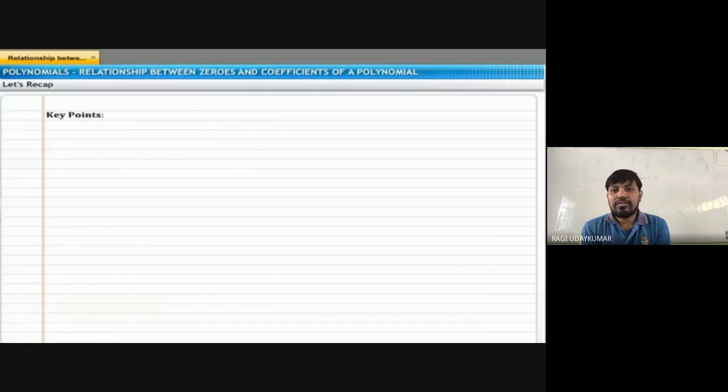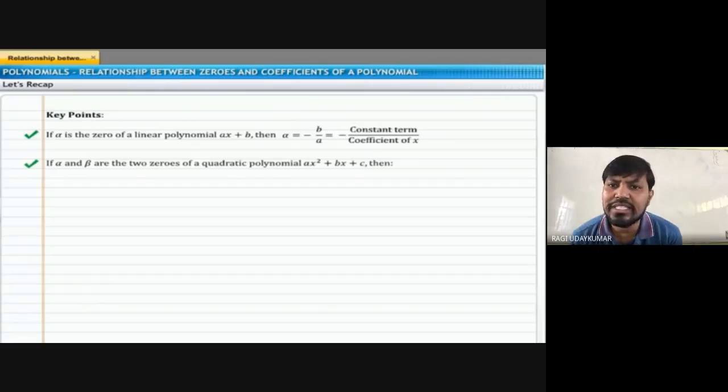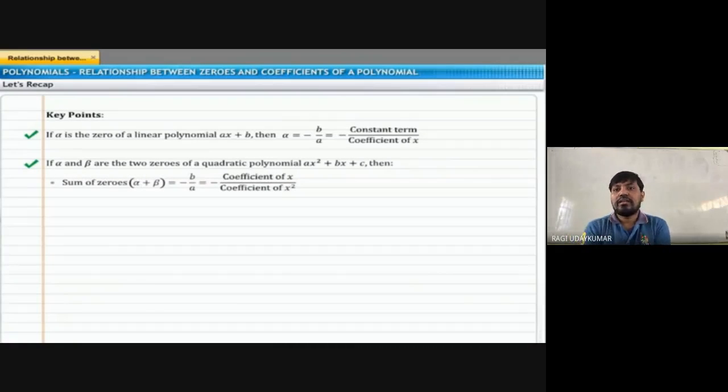So these are the points we have done. Let us recall that. So alpha is the zero of a linear polynomial, means you are going to have only one zero. One zero is there, so a relation cannot be developed. Alpha, beta, two zeros for the quadratic polynomial if you consider. Sum of the zeros, alpha plus beta, is equal to minus B by A, and alpha beta is equal to C by A. So for quadratic and cubic polynomials, these points please note down.